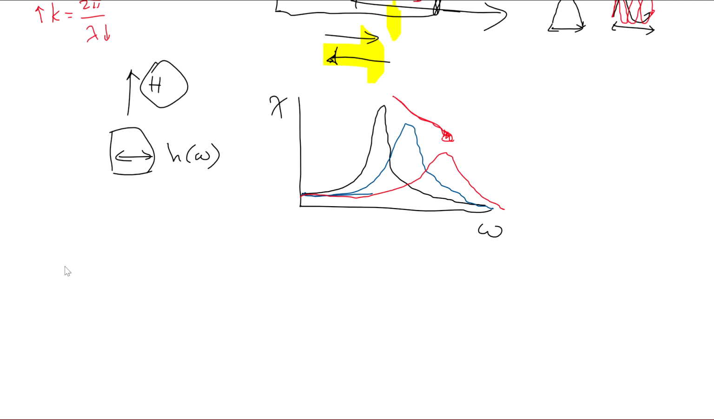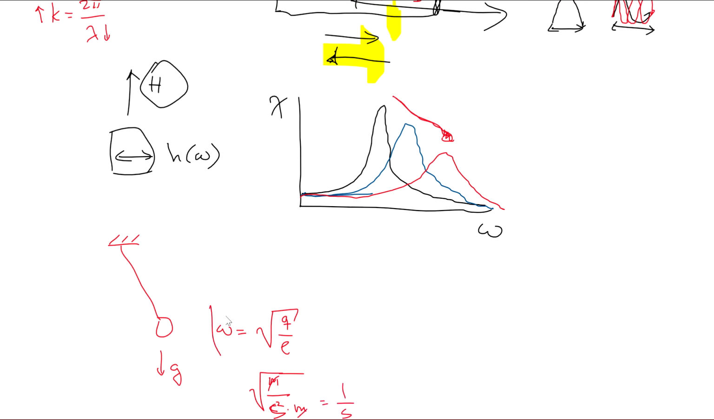You can relate it to a pendulum. If you have a pendulum in the presence of gravity, gravity points that way. Then the frequency is the square root of what is it? L over G? No, G over L. Let me check the dimensionality. It's the square root of meter per second squared times second squared per meter. Meter goes away, and that's 1 over the second. Yes, that's right. So the frequency of a pendulum is the square root of G over L.